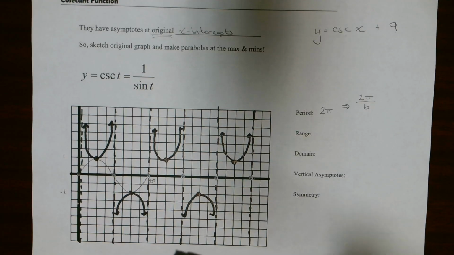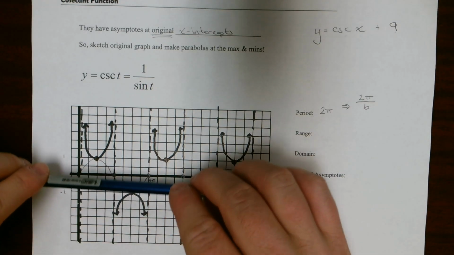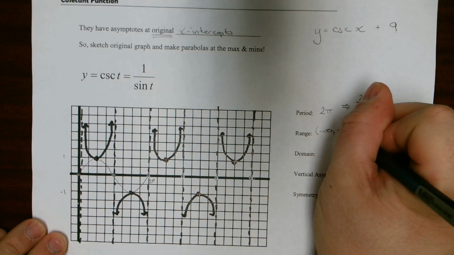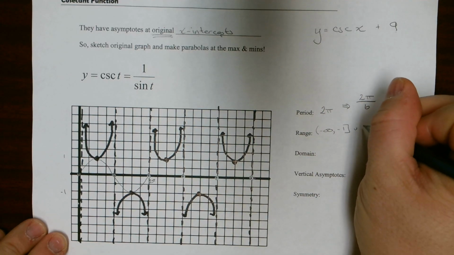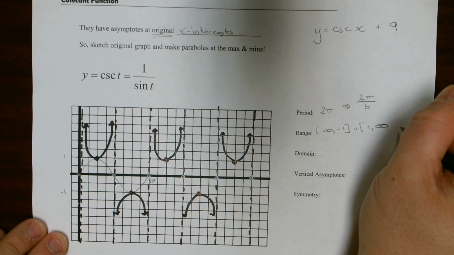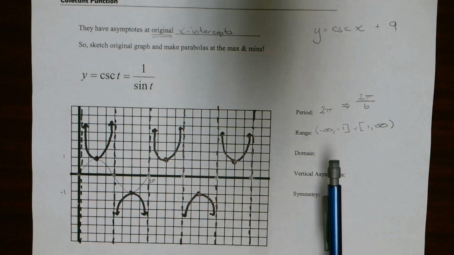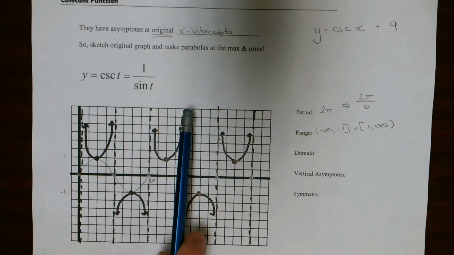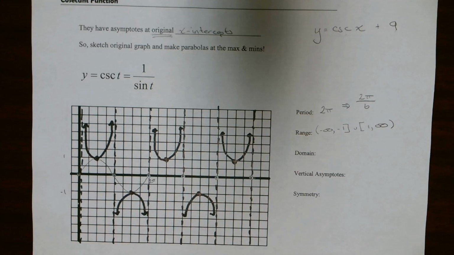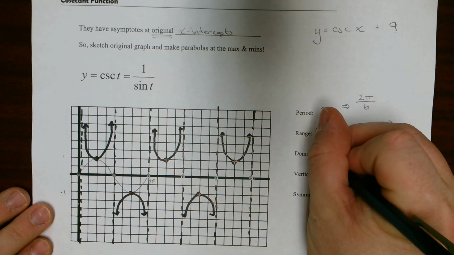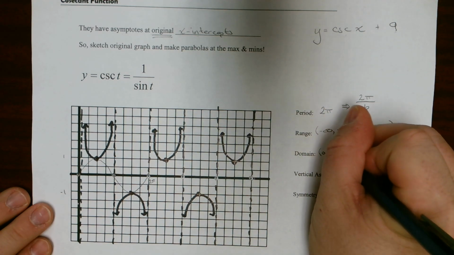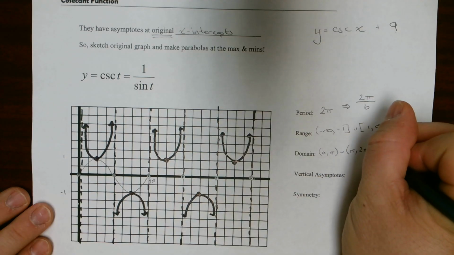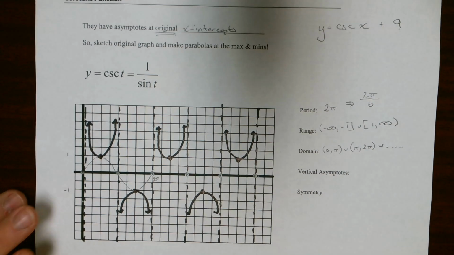The range, notice the only place where it doesn't exist is here between -1 and 1. So our range is going to be negative infinity to -1, union with 1 to infinity. Now the domain is broken up every pi. So the domain is going to be 0 to pi, and then pi to 2 pi, we're going to exist, and so on and so forth.